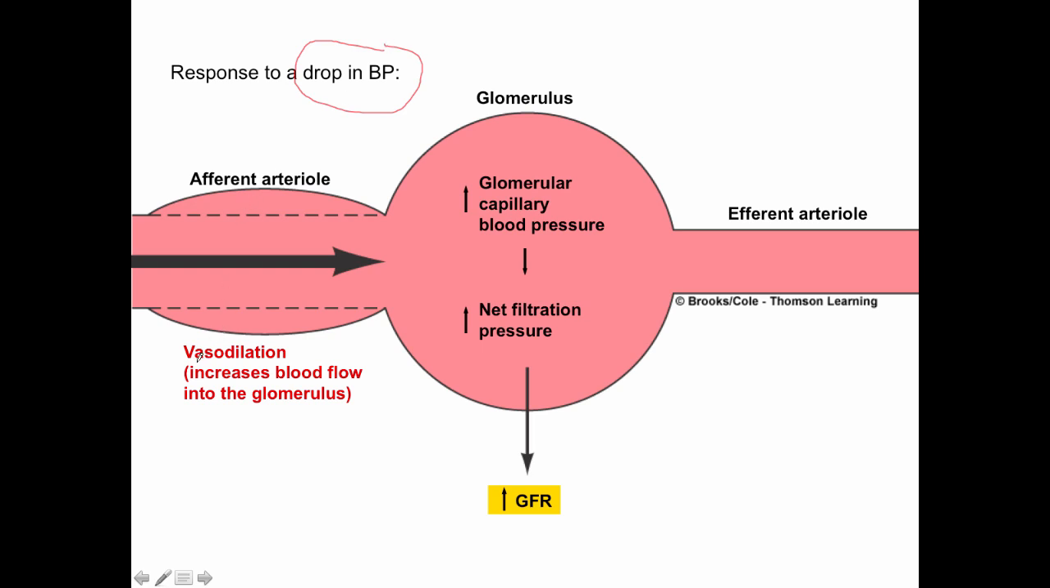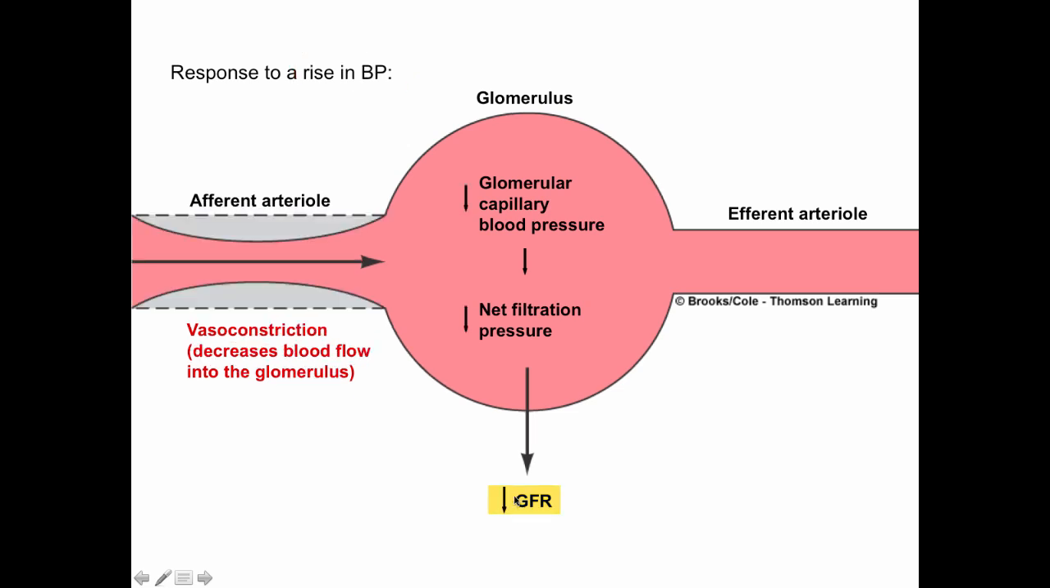Autoregulation will cause the afferent arteriole to vasodilate so that capillary blood pressure does not drop, filtration pressure won't drop, and GFR will stay the same. So autoregulation in response to a drop in arterial blood pressure will vasodilate the afferent arteriole in order to recover capillary blood pressure and GFR.